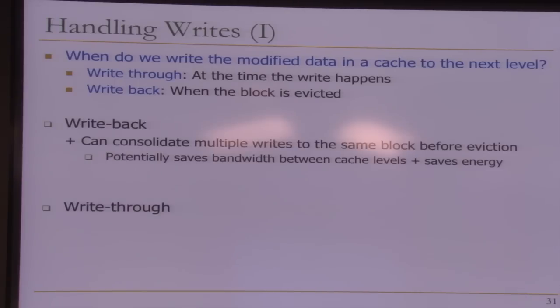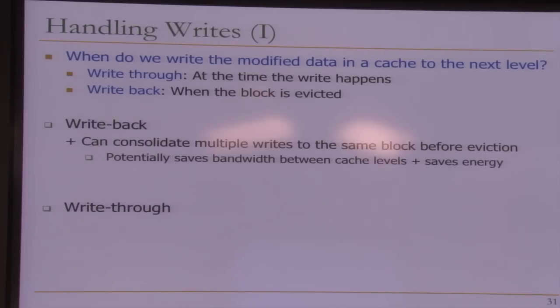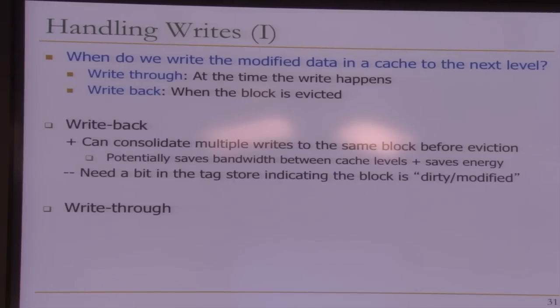maybe you can consolidate multiple writes to the same cache block before eviction, right? You don't do just one write and evict the block. If you can do 5 writes, you can consolidate those writes in the block before you write the block back into the next level. This potentially saves bandwidth between the cache levels and hopefully saves energy as well, right? Makes sense. The downside is you need a bit in the tag store indicating the block is dirty or modified.